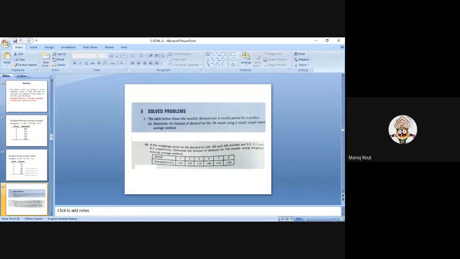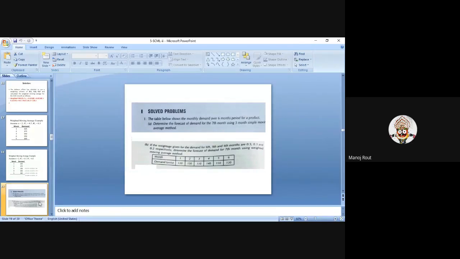So I just read the questions. In this particular question, the table below shows the monthly demand over a 6-month period for a product, and you have to calculate the forecast of demand for the 7th month using the 3-month simple moving average method.